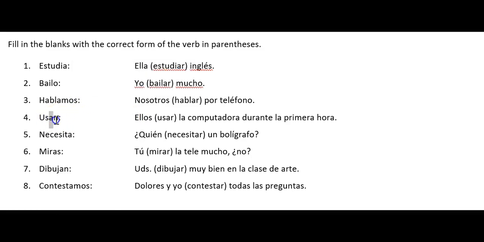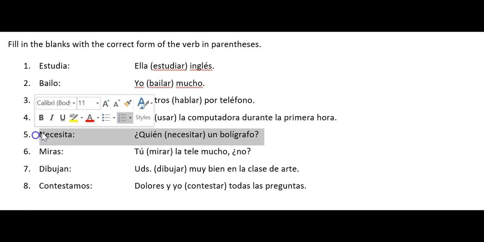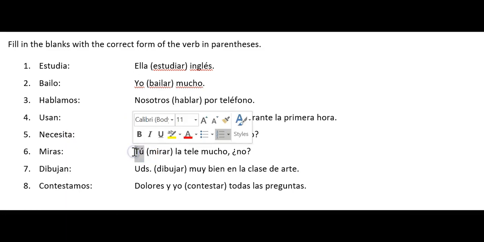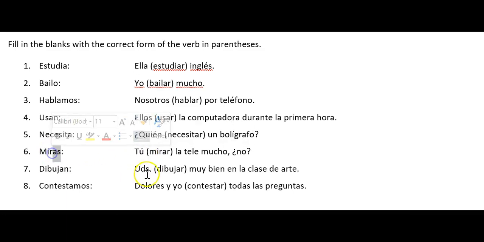Ellos, it's an AN. Now, I know number 5 might have been confusing because you couldn't see a pronoun anywhere. But who needs a pen? That's like saying, does he need a pen? Does she need a pen? Does it need a pen? Right? Who? So that's the he, she, it, you formal category. So drop the AR, put on an A. Here, you saw the pronoun, and tú would get an AS.